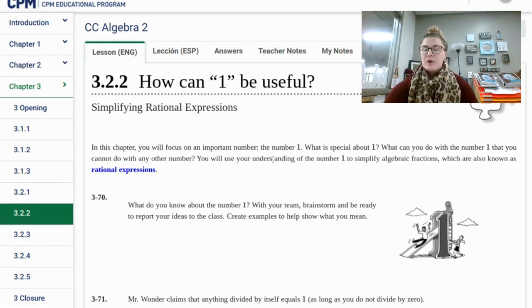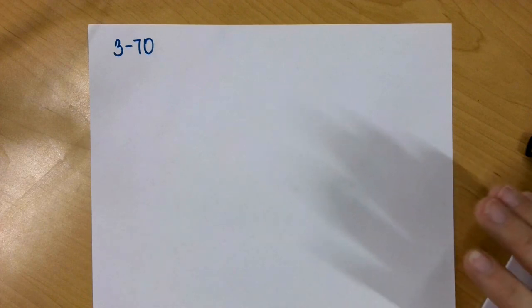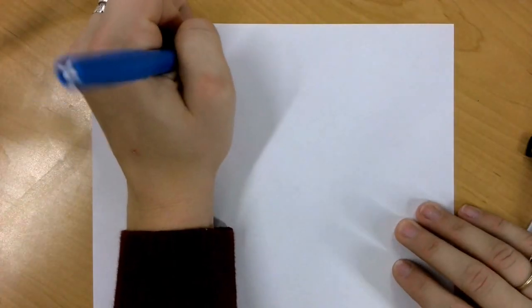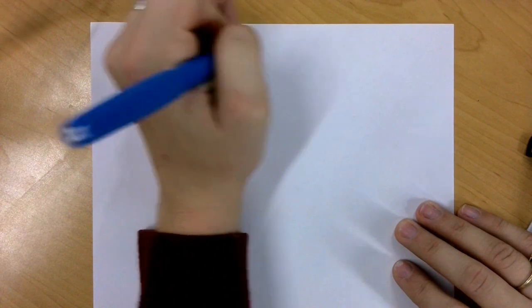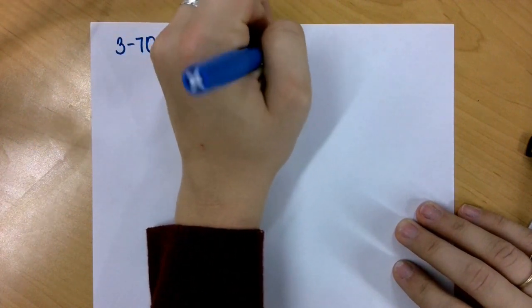All right, we are going to move on to 3-70. So what do you know about the number 1? We are going to brainstorm some different ideas of what is important about the number 1. So hang with me for a second. I'm going to flip my camera so you can see my note sheet. All right, so for 3-70, we're looking for what is important, or what do we know about the number 1.